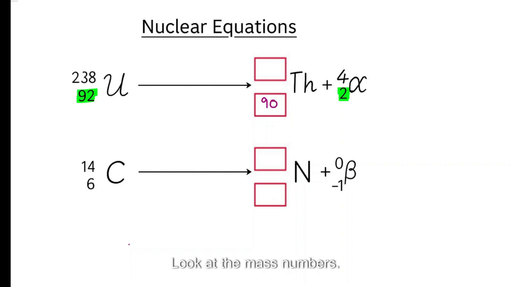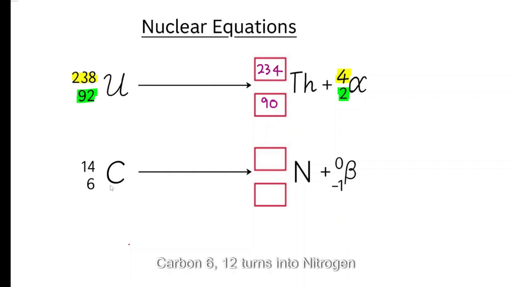Look at the mass numbers. 238 is the mass number. Here it is 4. Obviously left hand side and right hand side should be balanced. So 238 take away 4, 234. Really straightforward. Let's look at the next one.